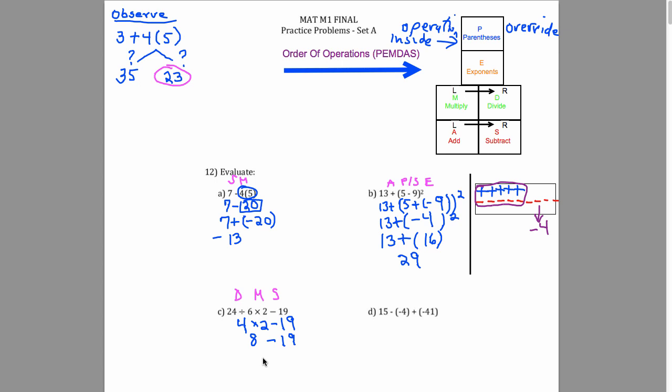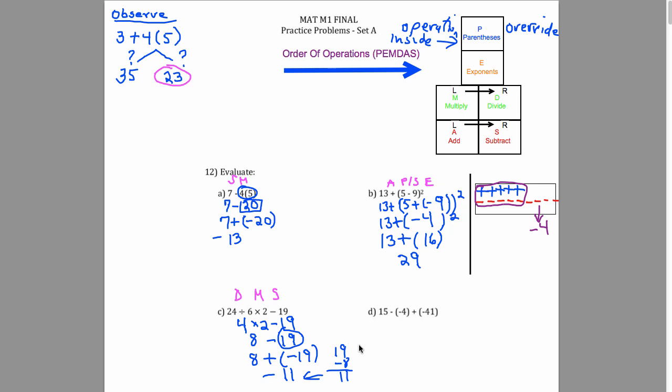Now we're going to treat subtraction as addition. So it'll be 8 plus. We see we're doing here 8 minus 19, which means 8 minus a positive 19. So when you change it into an addition problem, you also have to change the sign of that second number. So now we're combining 8 positives with 19 negatives. The negatives win out by 11.